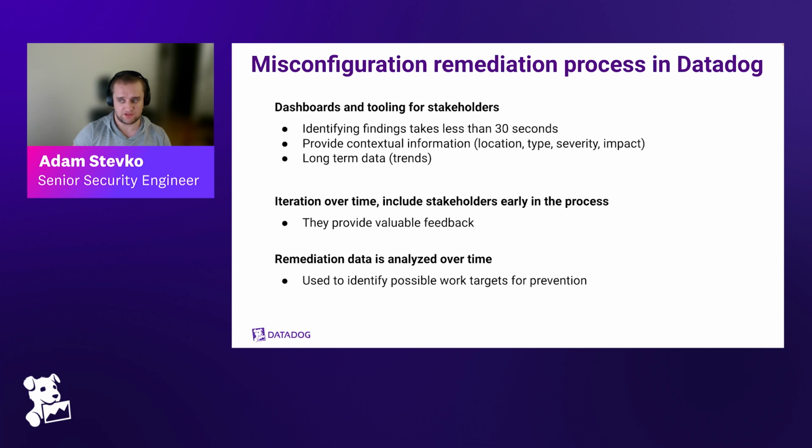On these dashboards, we are trying to provide contextual information such as location, like where the vulnerability or the misconfiguration is deployed, which account, what is the type, impact, severity, and especially important for the leadership is the long-term data, such as trending, because this shows how well the team is doing. This is important, especially in bigger companies where fixing cloud misconfiguration can take between days and weeks.